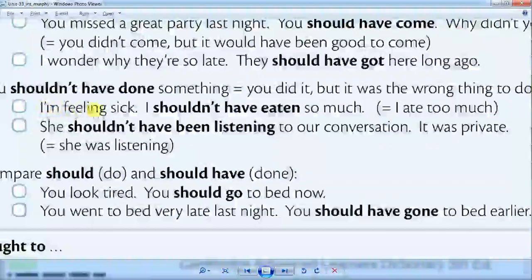For example, I'm feeling sick. I shouldn't have eaten so much.